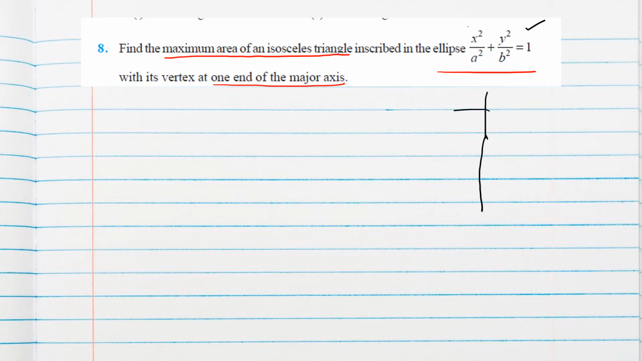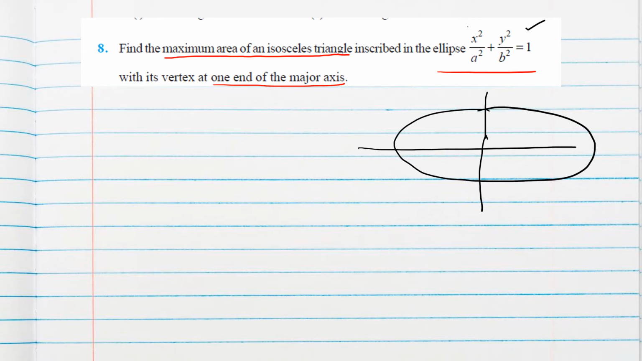We'll draw one ellipse here. This is the major axis, a comma 0, this is 0 comma b, minus a comma 0. So the vertex is at one end of the major axis, the vertex of the isosceles triangle. So suppose this a comma 0 is one of the vertices. Okay, suppose PQR is the triangle.